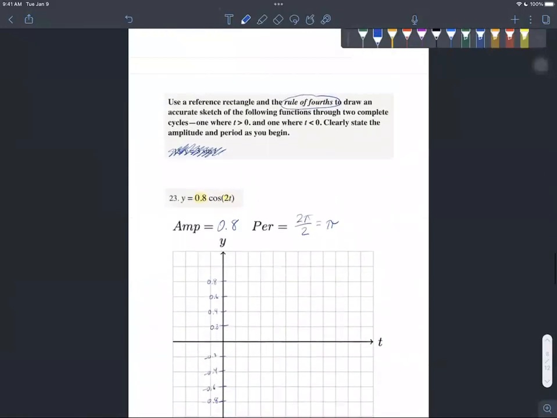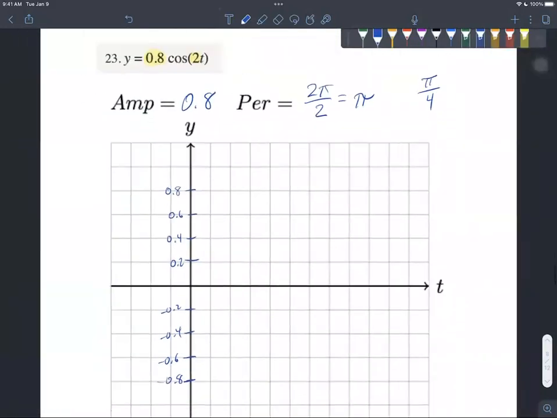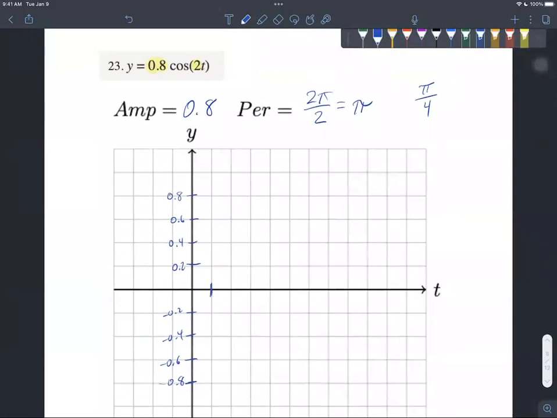Okay, so let me go ahead and take my period, pi, and divide it by 4. And we get pi over 4 radians. And so that means that my horizontal axis should be divided into pi over 4, 2 pi over 4, 3 pi over 4, and then 4 pi over 4. Okay, and this is going to be very squished in a sense when I graph this, but that's okay.